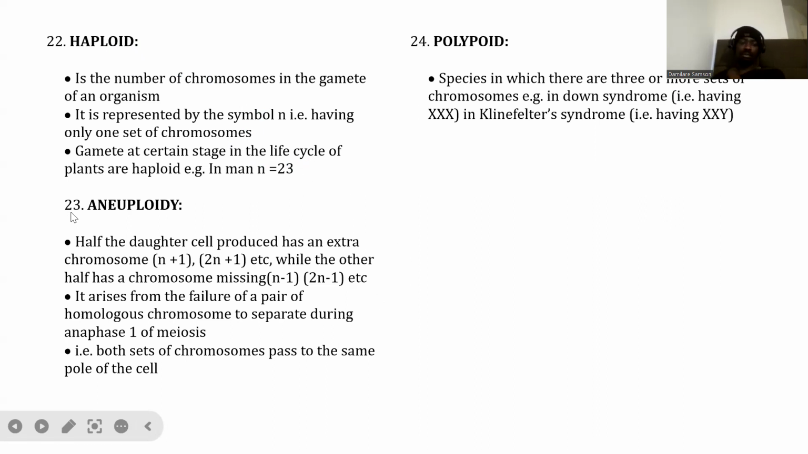And the next one is aneuploidy, which is when half the daughter cells produced have an extra chromosome.